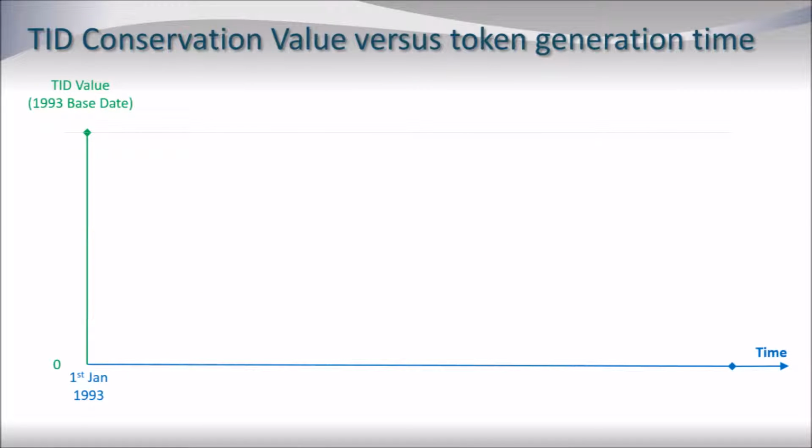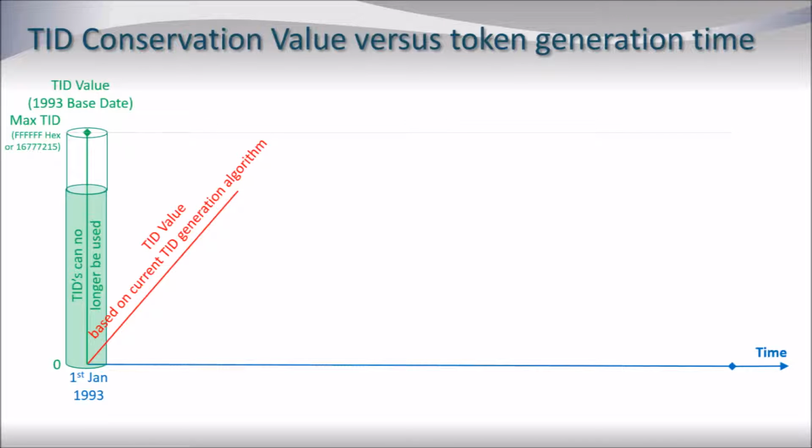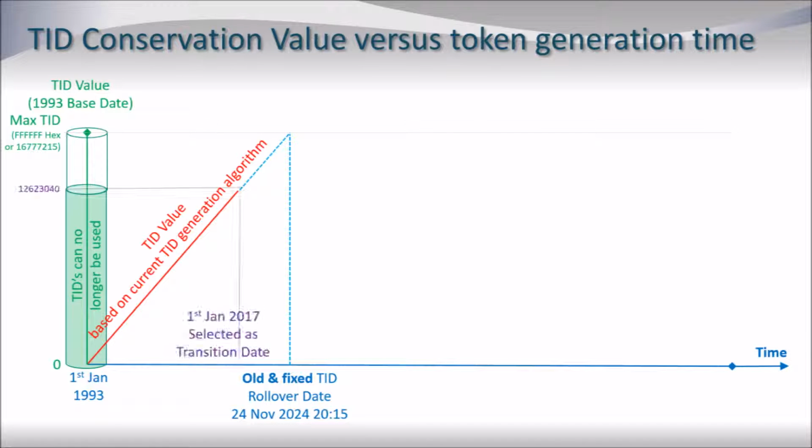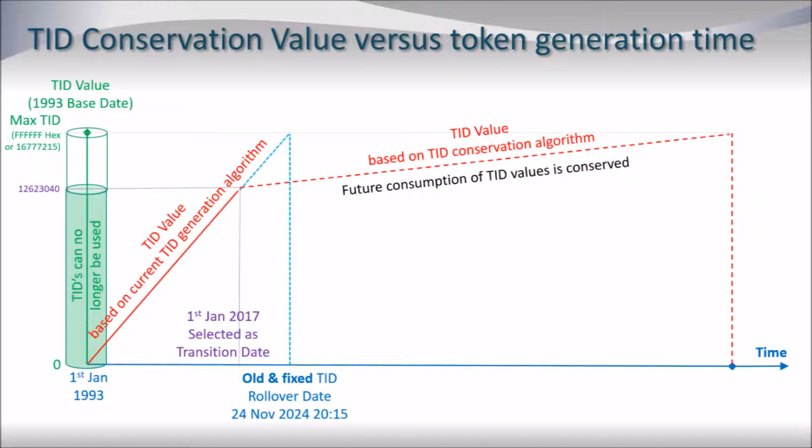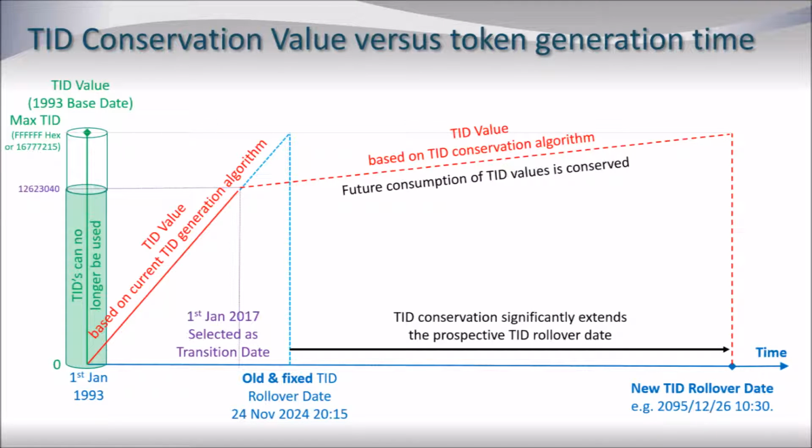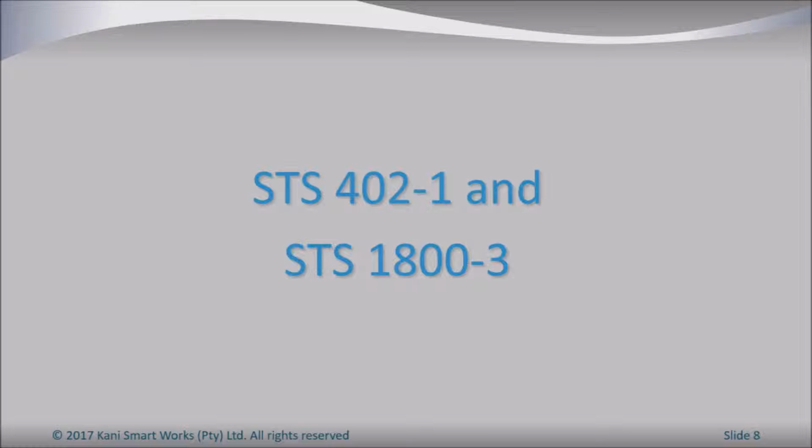It's always easier to represent these things graphically. We can have a look that the current STS TID generation algorithm is a straight line, which is going to reach its maximum value on the 24th of November, and that's when the max TID value of a hexadecimal value of 6Fs will be reached. You can also see that we're about 80% of the way through that at the moment. However, by adopting TID conservation from a specific transition date, we can see that the slope of the graph representing the usage of TID values is greatly reduced, and most importantly, the TID conservation significantly extends the prospective TID rollover date, in this example from 2024 to 2095.